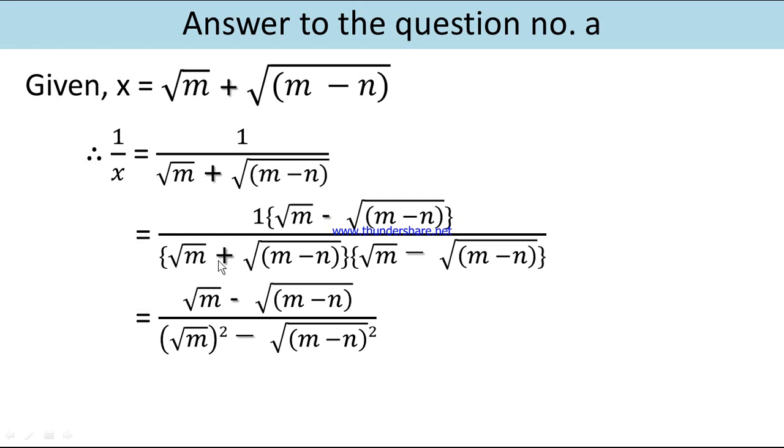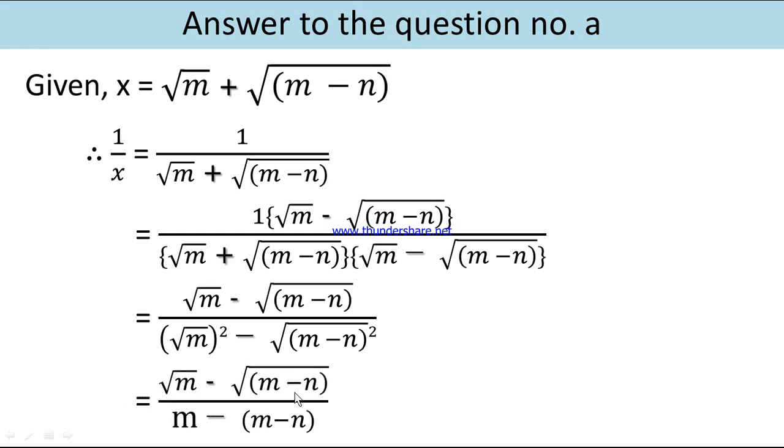Here if we apply the formula a square minus b square, then we find that a plus b into a minus b. So we can apply a minus b, the a square minus b square formula. So in the next line I have written root over m whole square minus root over m minus n whole square, and in the next line the result is root over m minus root over m minus n by m minus n whole.